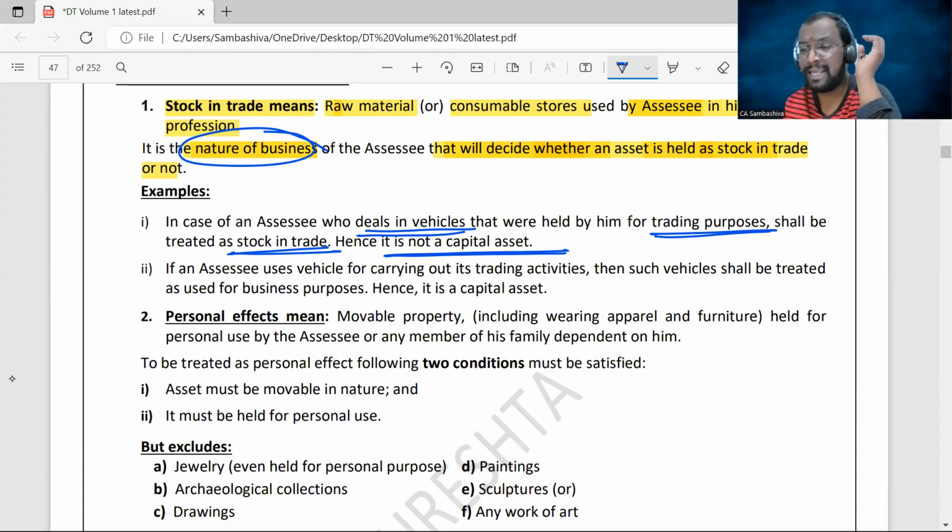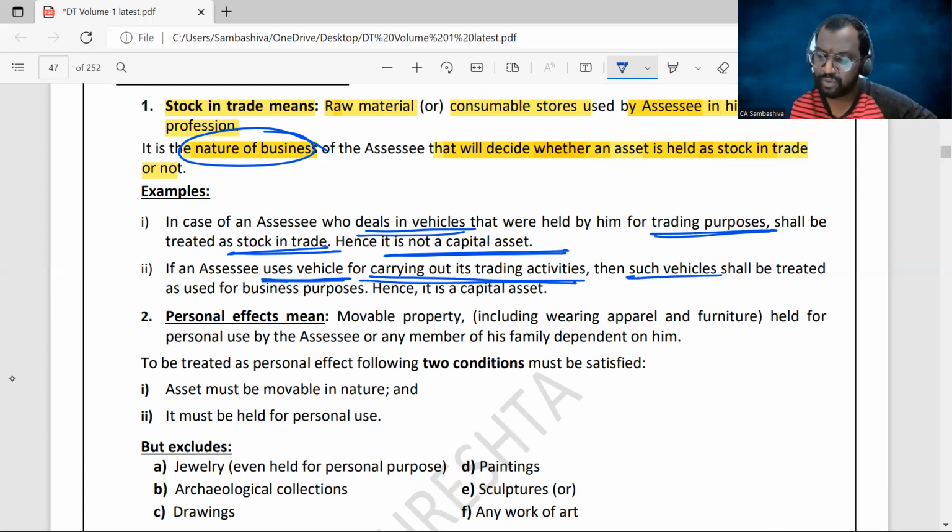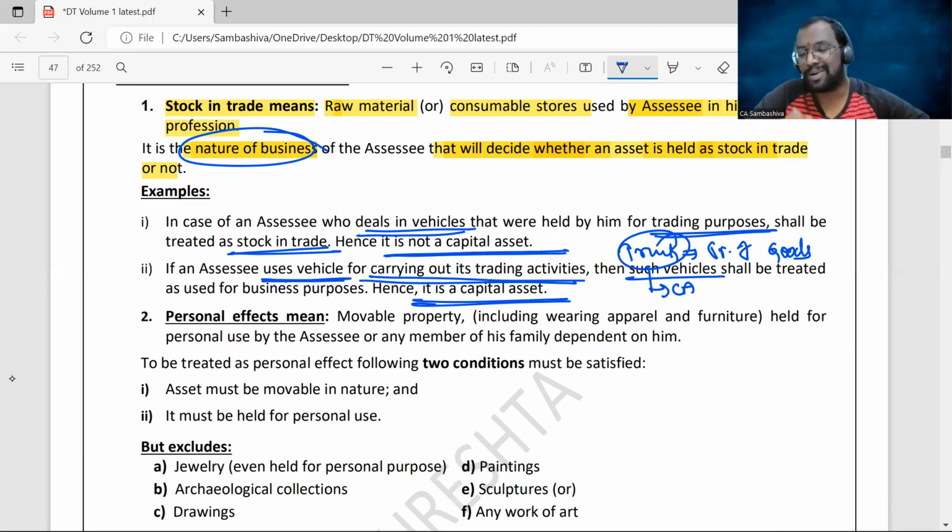These are all dealers in vehicles, and buying and selling of motor cars and two-wheelers is their business activity. They're buying cars for trading purposes. So for them, it is stock in trade, not a capital asset. Next, if an assessee uses a vehicle for carrying out its trading activities, then such vehicle shall be treated as used for business purposes. Hence, it is a capital asset. Sir, I purchased a truck for the purpose of transportation of the goods. Now, this truck is a capital asset to me.